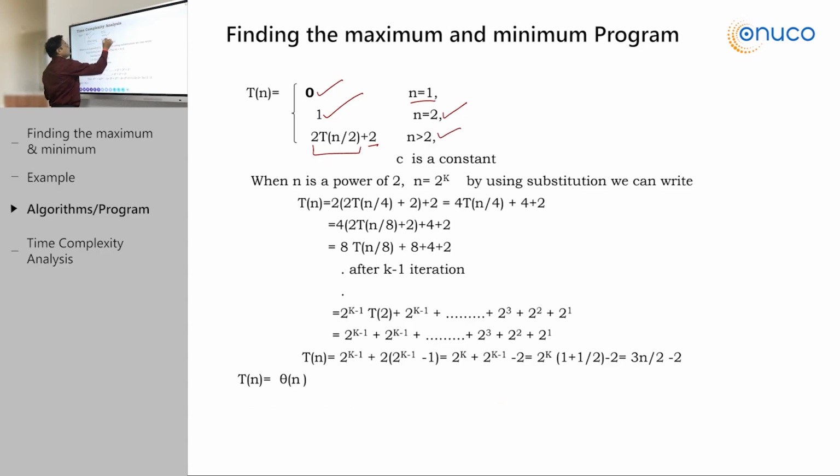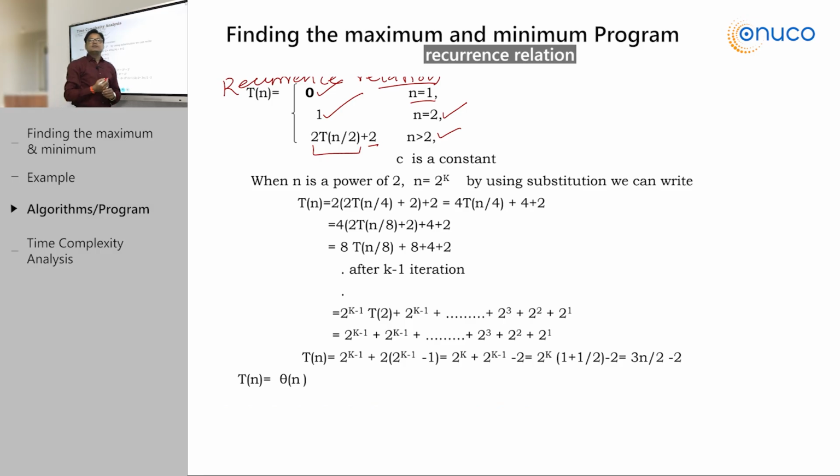Once you are done with that, remember that this is called a recurrence relation. For any recursive function, a recurrence relation is a must, and we have done this analysis. Now, when n is a power of 2, why are we doing this? Because it is a division, so we have to stop the recursion after some terms, as we did in previous examples. So we consider n is equal to 2 power k for simplification.